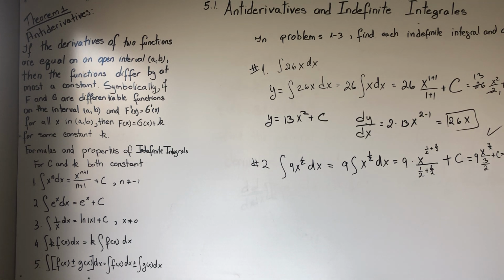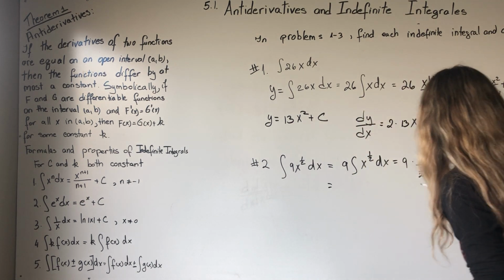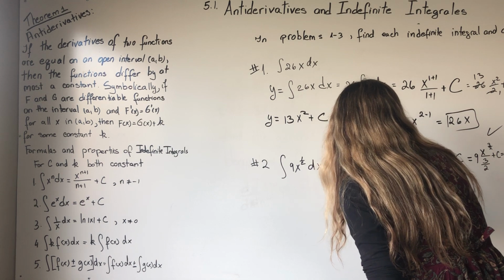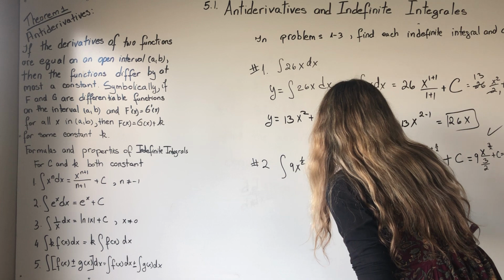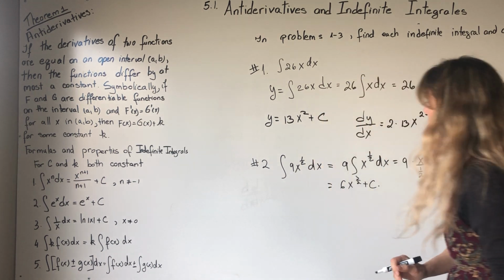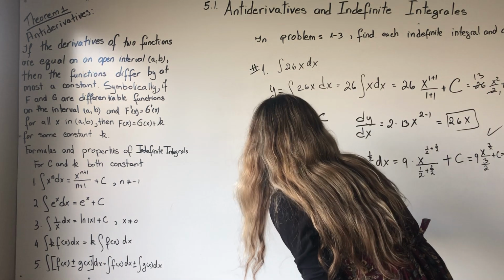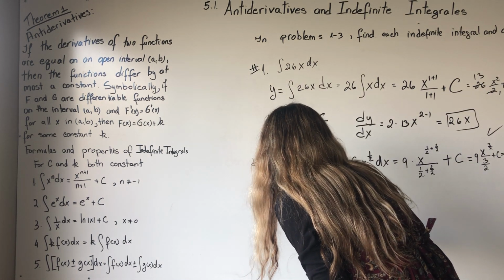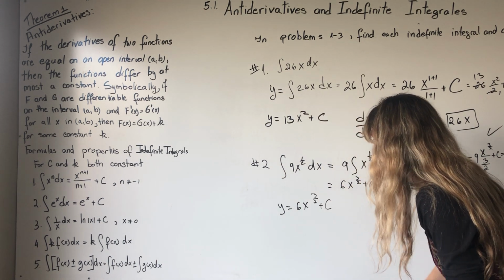Okay, so this simplifies, this is 1, this is 3. So this will give me equal to 3 times 2 is 6, x to the power of 3/2 plus c. Now we have this answer. What do we have to do next? We have to check by differentiation. So what is my y? Y is equal to 6x to the power of 3/2 plus c.